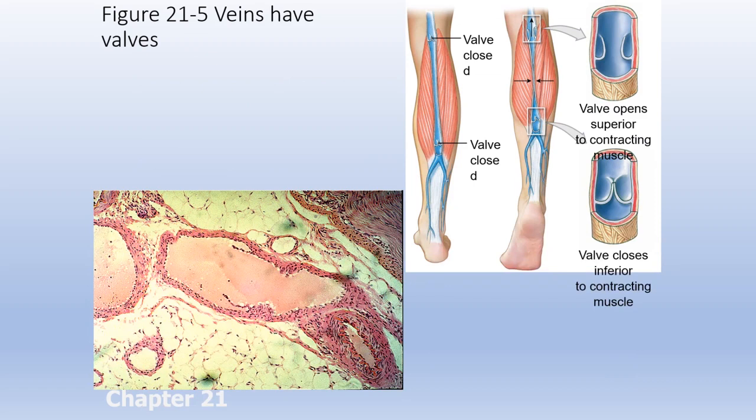Veins have valves. And if you've spent a lifetime on your feet, like, oh, I don't know, nurses and teachers and retail workers, you can end up with what are called varicose veins, and we'll talk about exactly what those are. So veins have valves. They're infoldings of the tunica interna, and that's what you see right there in that histological picture. Those are the infoldings. And what they do is they prevent backflow.